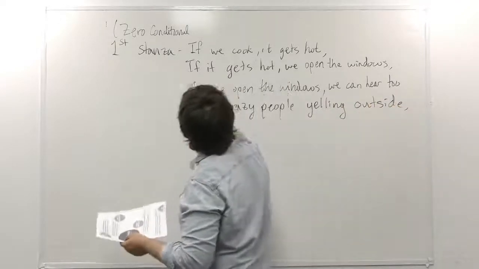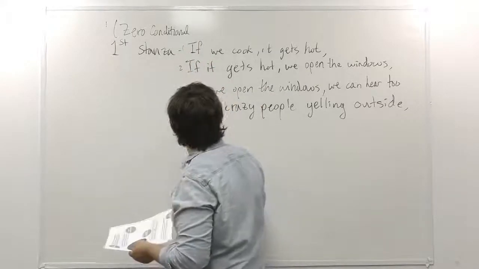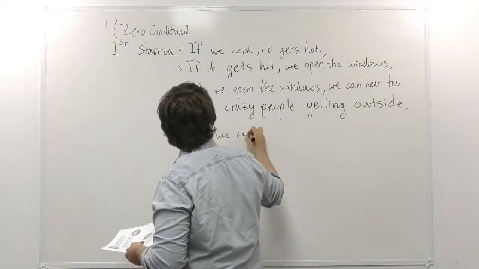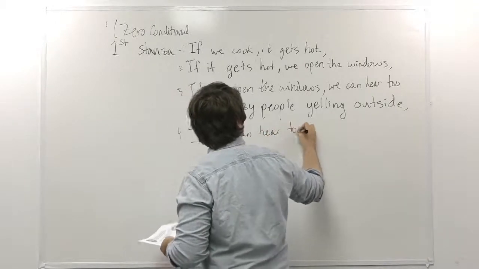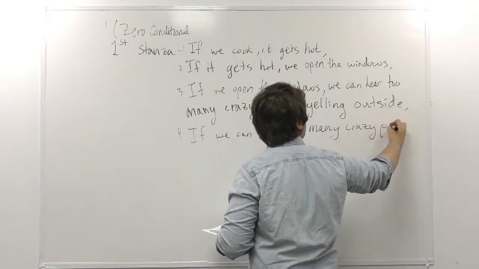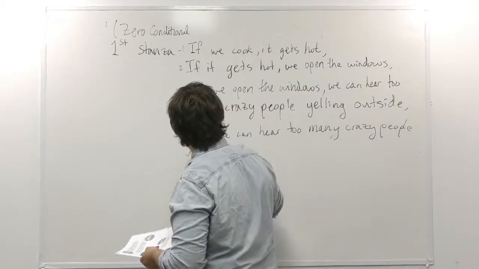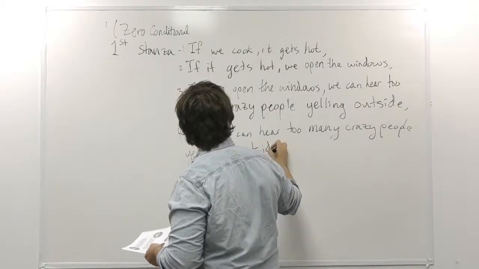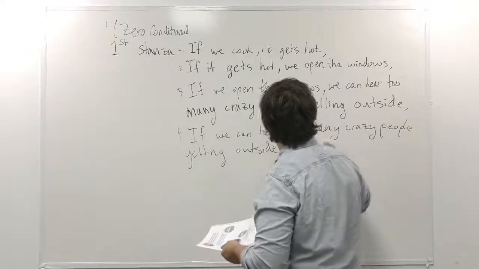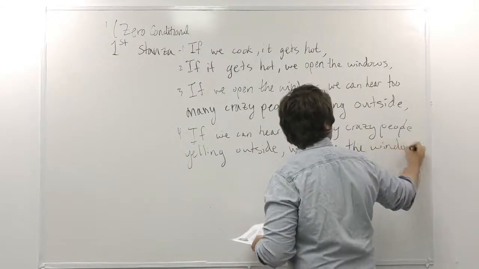Okay, now actually I should kind of label these. Line 1, line 2, line 3, line 4. If we can hear too many crazy people yelling outside, we close the windows.